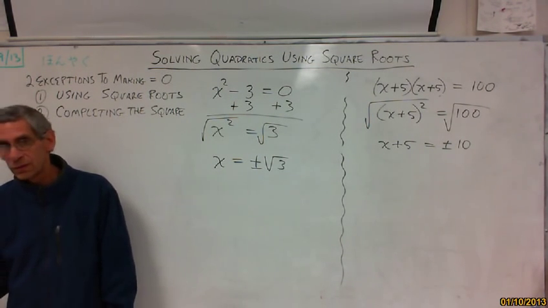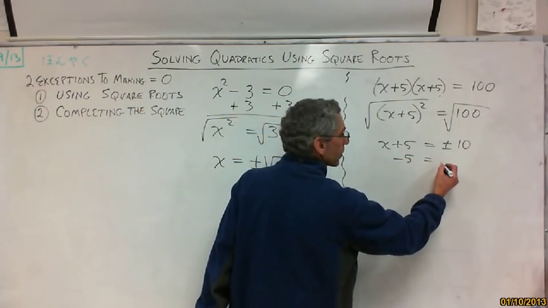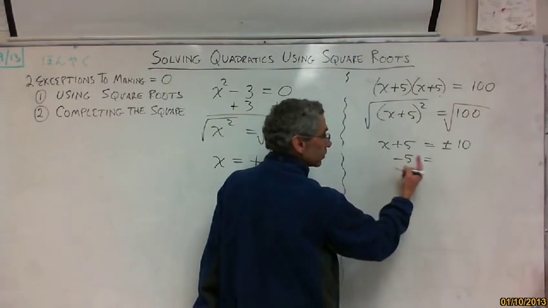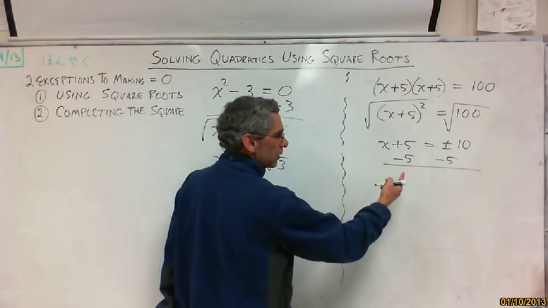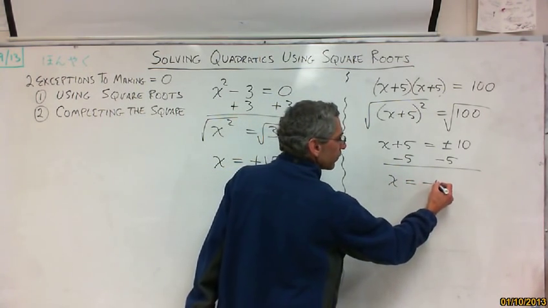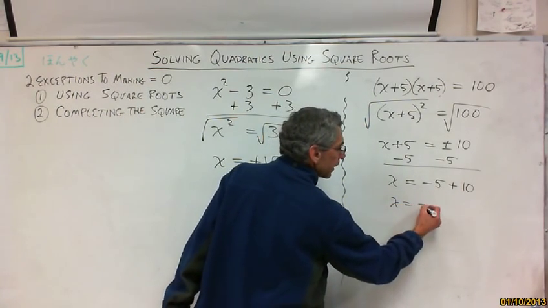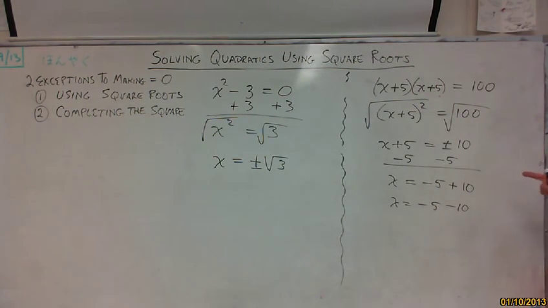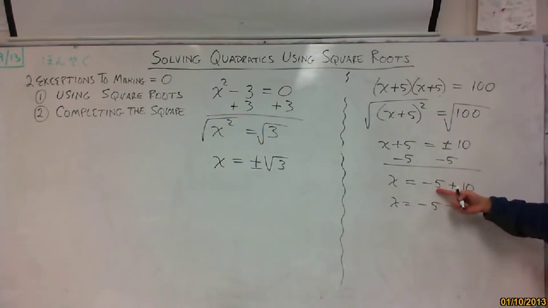So Lila, what would you do? Right. So you're going to have two answers, right? Tiana, you get this? Yeah. You're going to subtract 5 from both sides. So that means really x is either equal to negative 5 plus 10, or x is equal to negative 5 minus 10. You with me? See that? Since I'm subtracting 5 from plus or minus 10, it's going to be negative 5 plus 10 or negative 5 minus 10. Okay?